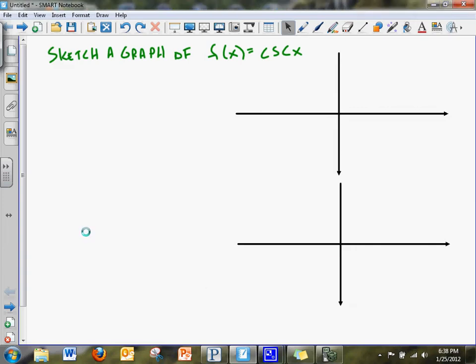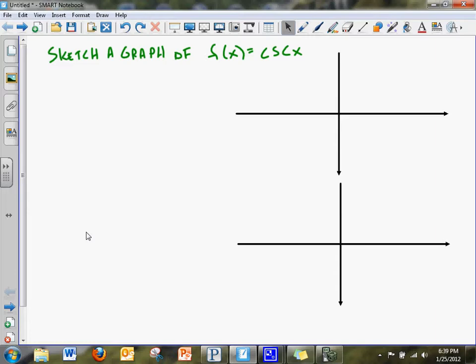Our last one. Let's look at graphing these other three less familiar trig functions. We're going to do one of them here as an example: cosecant of x. We can sketch the graph. We can't in our calculator. Well, there's a way that we need to be able to sketch it by hand.